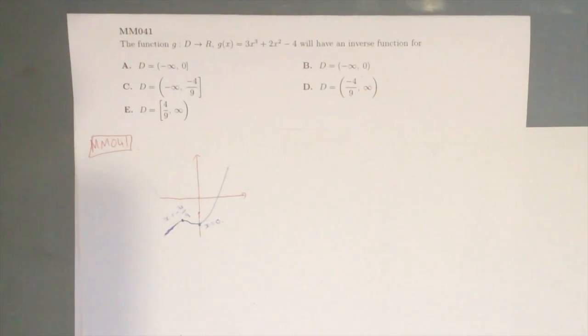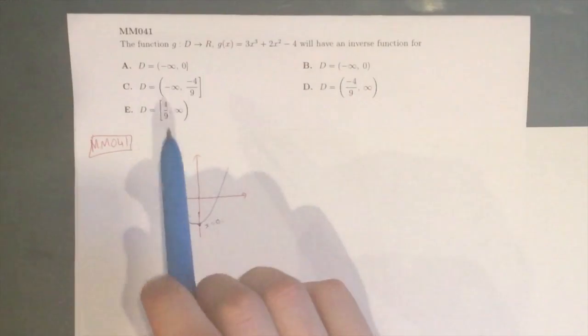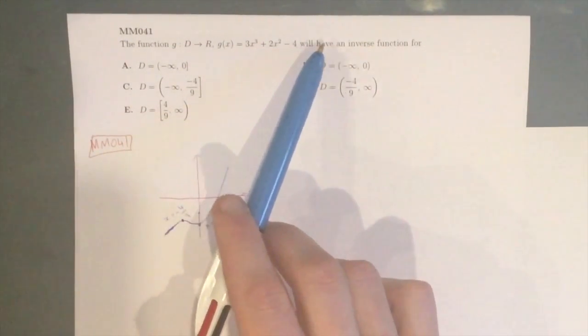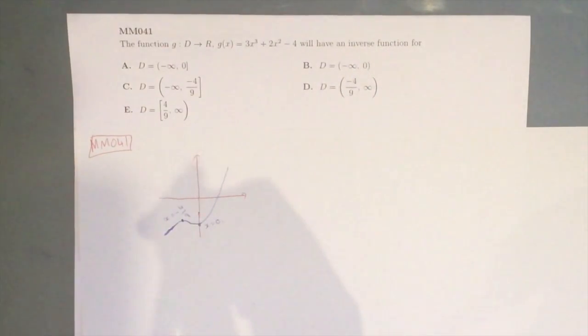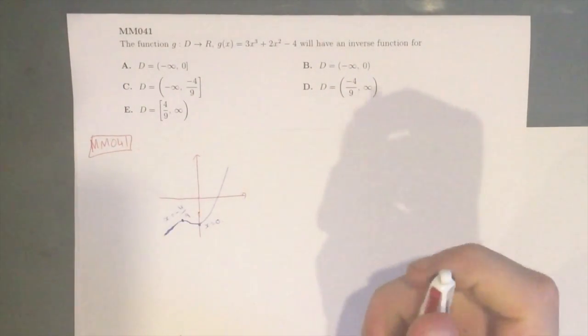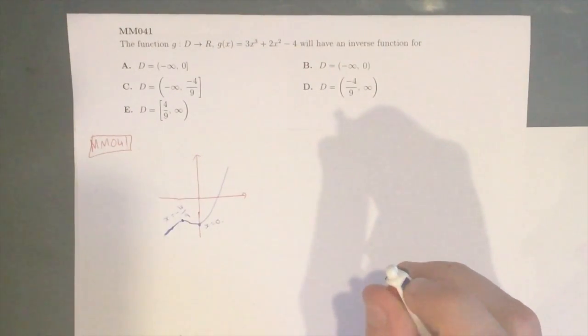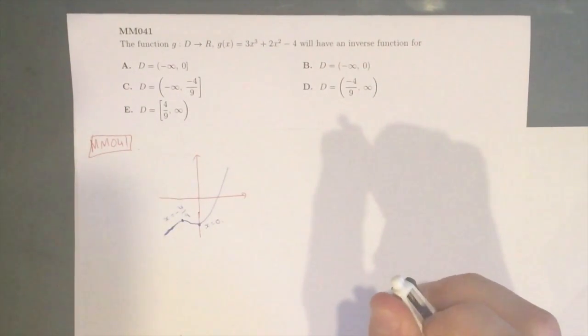Alright guys, this is question MM041 of the Maths Methods Sharpened Study Guide. The function g of x equals 3x cubed plus 2x squared take 4 will have an inverse function for... Now, the thing that we have to discuss is why would an inverse function's domain need to be restricted?